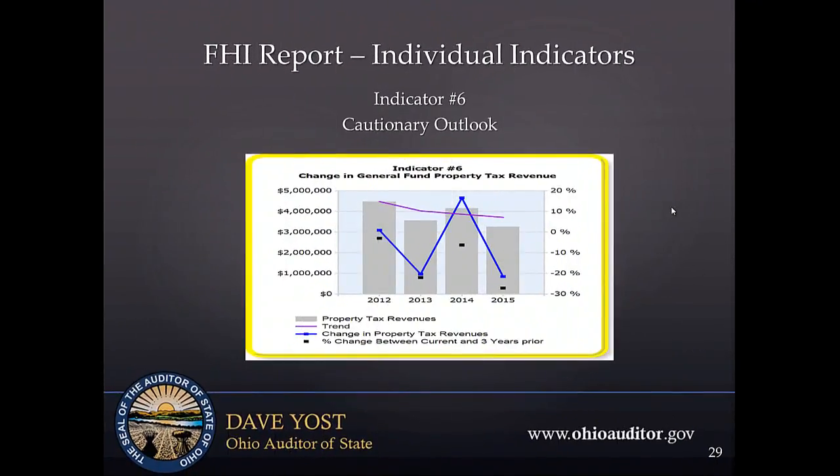The cautionary graph is represented by a decrease from the prior year to the current year. So in this case, you can see the trend is trending down. You can see that it dropped in the current year by 20%.